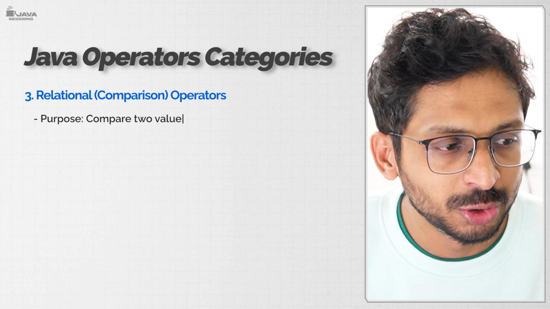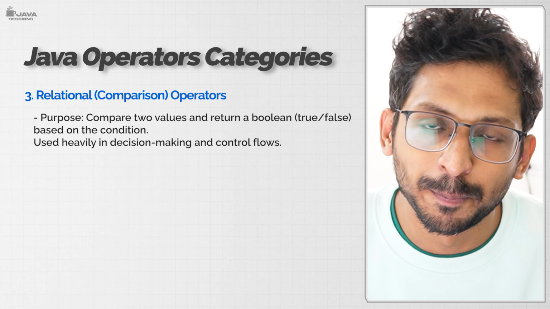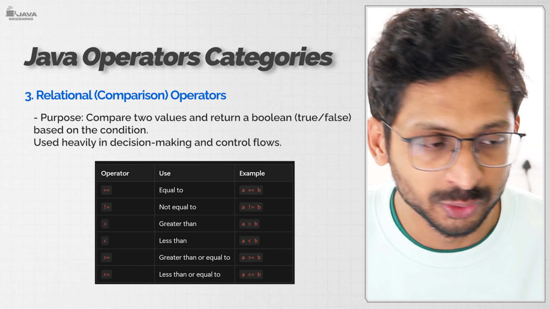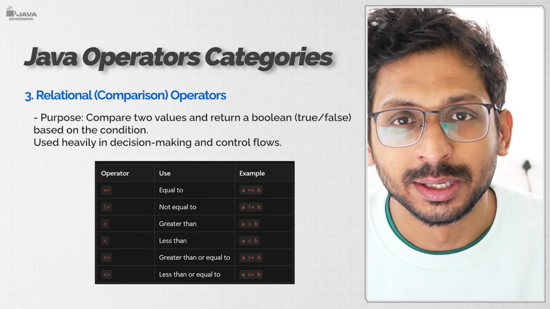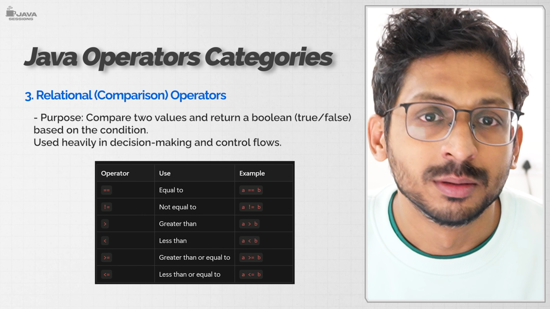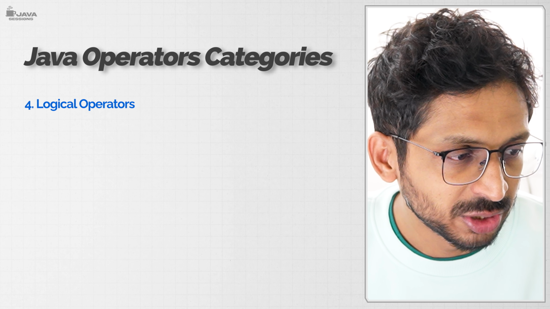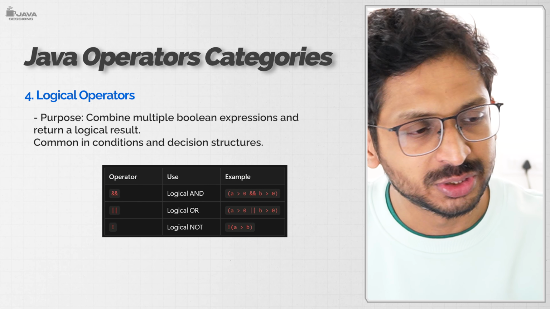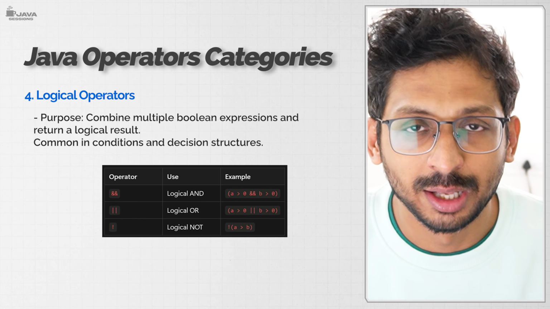Next are the relational operators. These are like the comparison operators. You can use these to compare two values and the output is going to be either true or false. Between two values there could be different comparison operators like the equal to, the not equal to, the greater than, the smaller than, the greater than or equal to, the smaller than or equal to. Next are the logical operators. These help us combine different conditions using logical gates, that is logical and, logical or, and logical not.